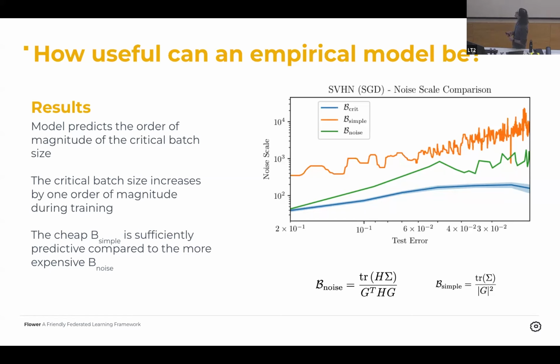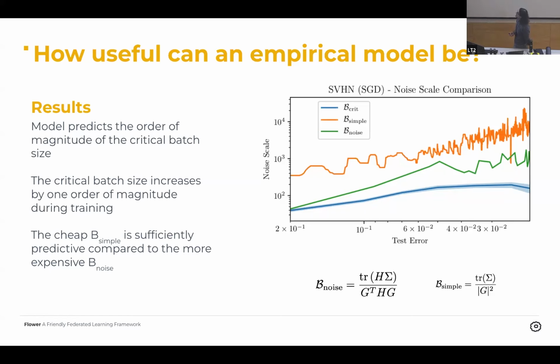Now, the results of the model are several. Mostly they're saying this model works to the extent that it can predict the order of magnitude of this critical batch size, and this is the blue line in the plot. The critical batch size is the empirical value of the batch size that we can set for this specific problem in order to maximize the utility of our parallelization.